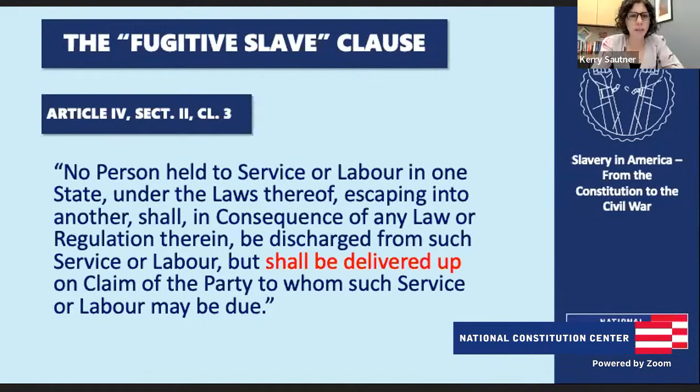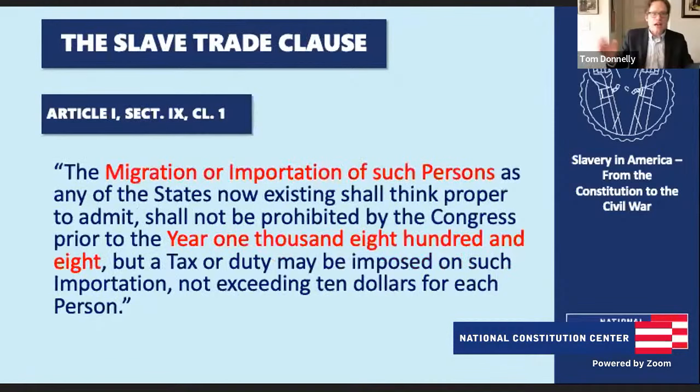And the next clause that we'll look at is the Slave Trade Clause. This clause has to do with the Atlantic slave trade, the international slave trade, that brutal practice of taking people in Africa, carrying them across the Atlantic Ocean in horrible conditions where many of them become sick and die, and then are brought to America for purposes of enslavement.